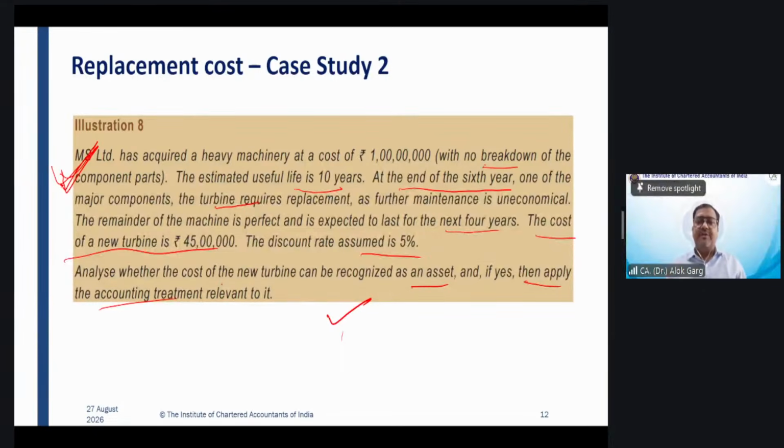What is the per annum depreciation on this machine? Tell me quickly. 1 crore divided by 10, 10 lakh rupees per annum. Depreciation to accumulated depreciation, 10 lakh rupees per annum, right?